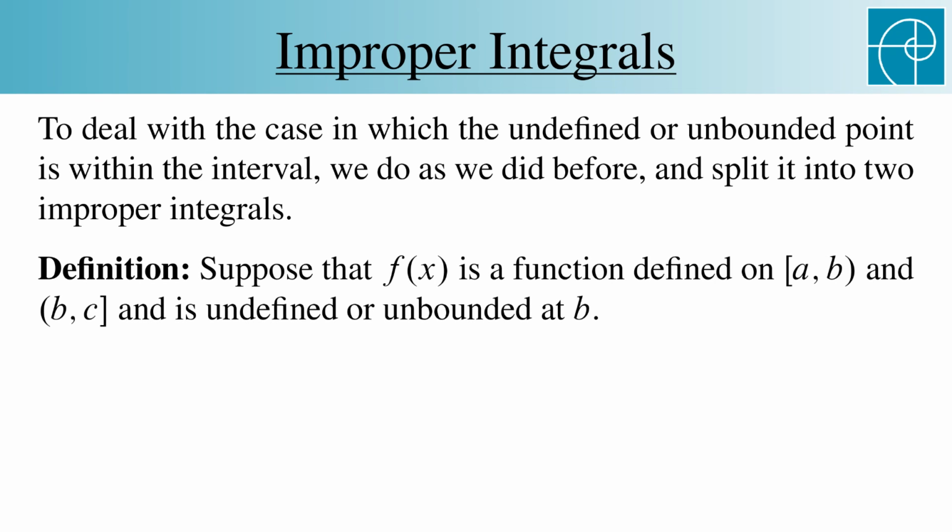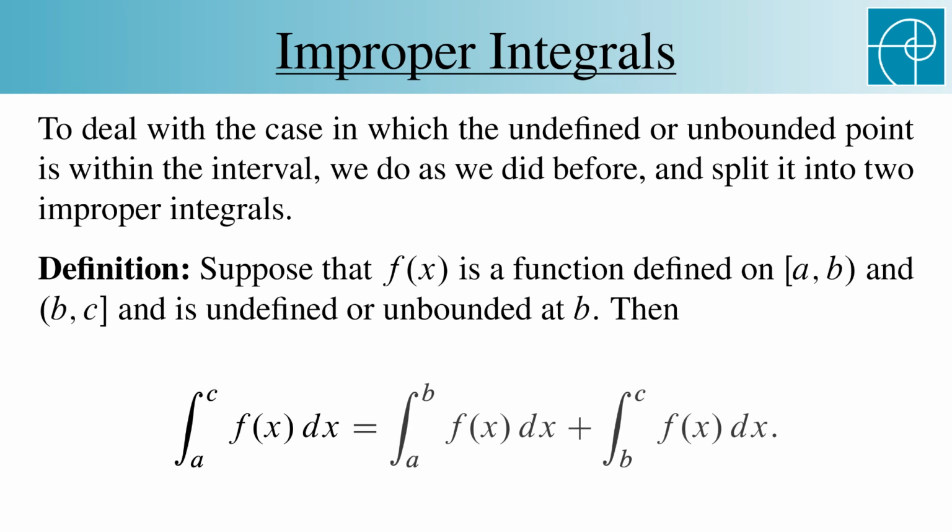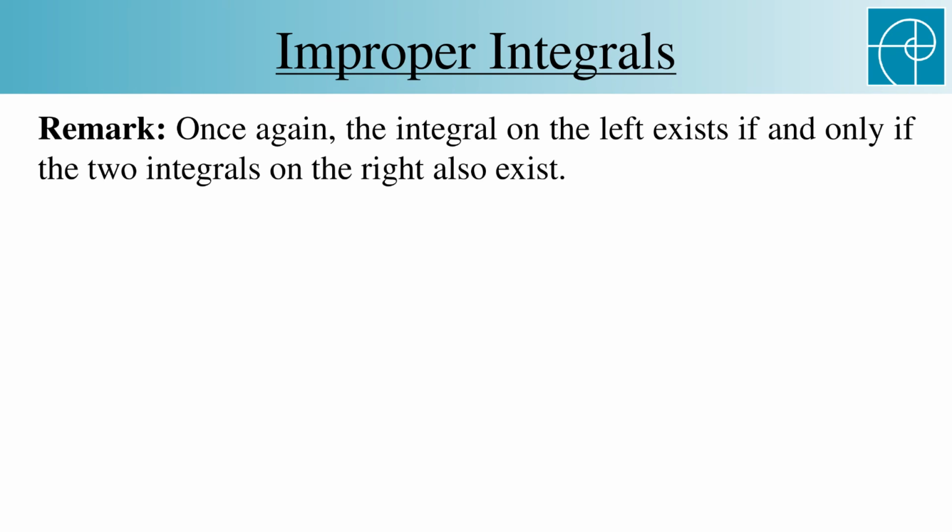If f(x) is a function defined on the half-open interval [a, b) and the half-open interval (b, c], both excluding b, and undefined or unbounded at b, then the integral from a to c is equal to the sum of these two improper integrals. Once again, the integral on the left exists if and only if the two integrals on the right also exist.